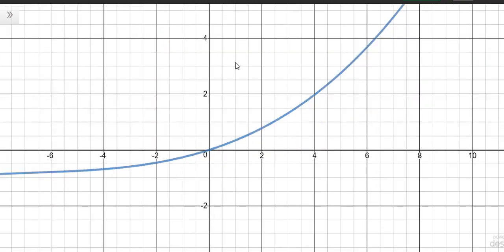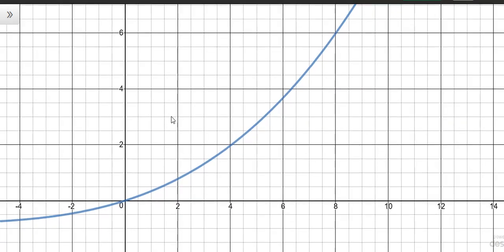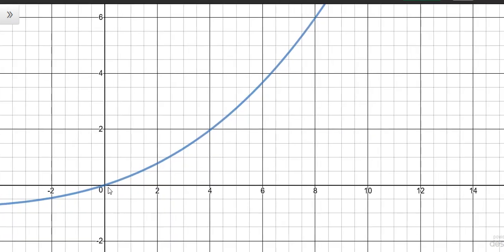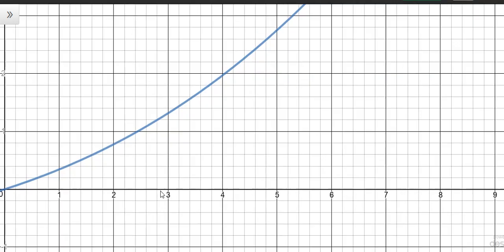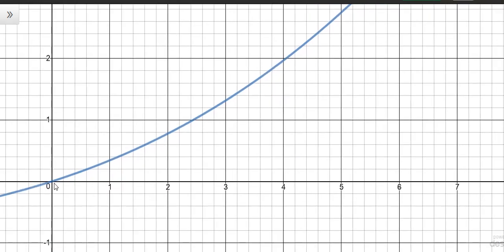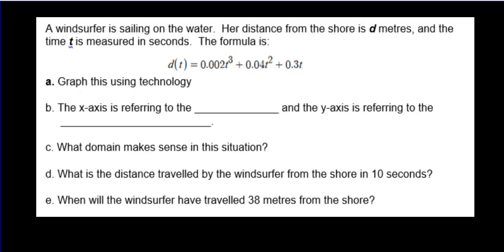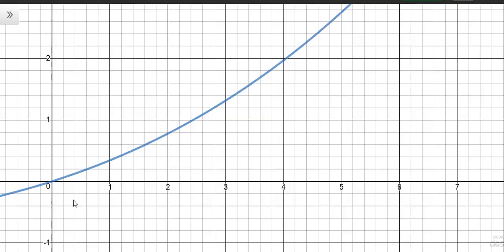I'm going to get rid of this so we can see things better. Again, just like in real life, we usually start when time is 0, because remember, the x values are time. So here's 0, here's 1 second, 2 seconds, 3 seconds. And these values up here, it said, was the windsurfer's distance from the shore. So the windsurfer was windsurfing and moving away from the shore.